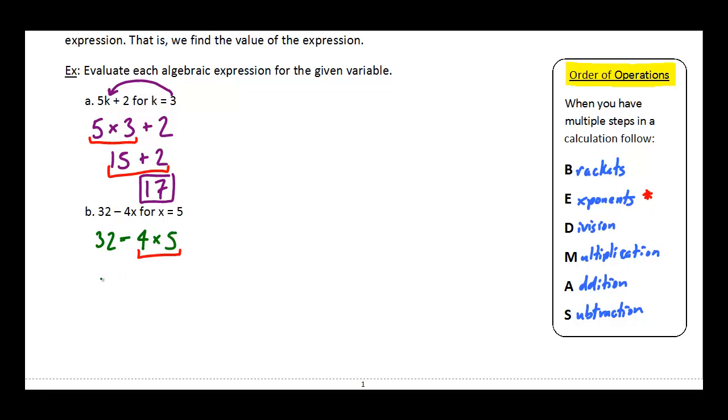So 4 times 5 is 20, and we still have 32 minus, because that hasn't been done yet, so we'll do this step next. 32 minus 20 is 12, and that's our final answer.